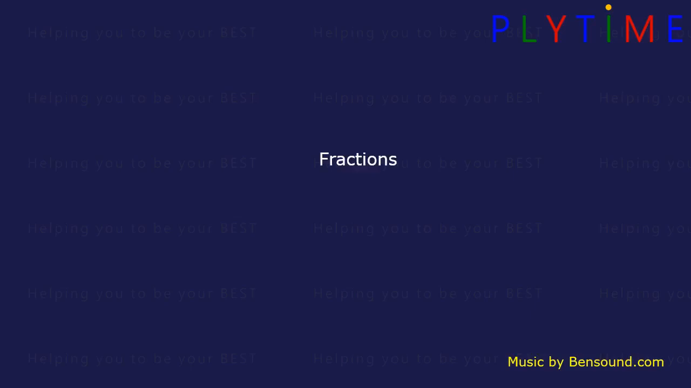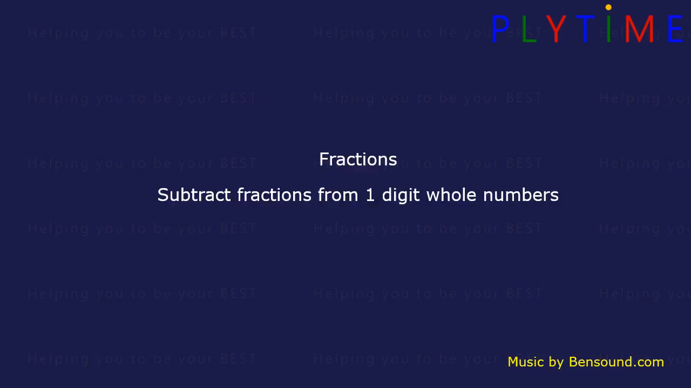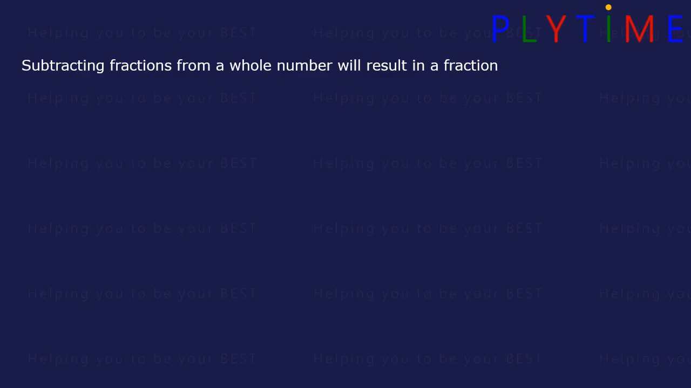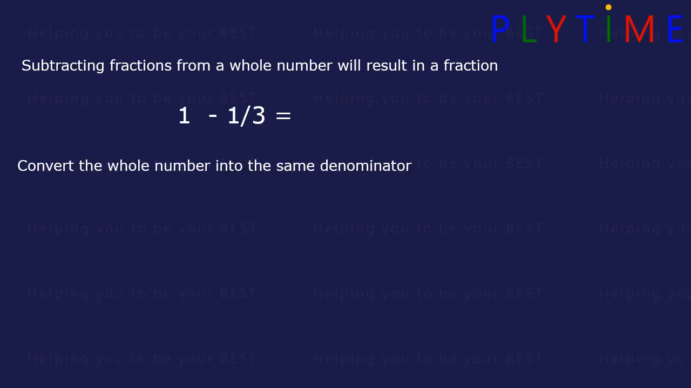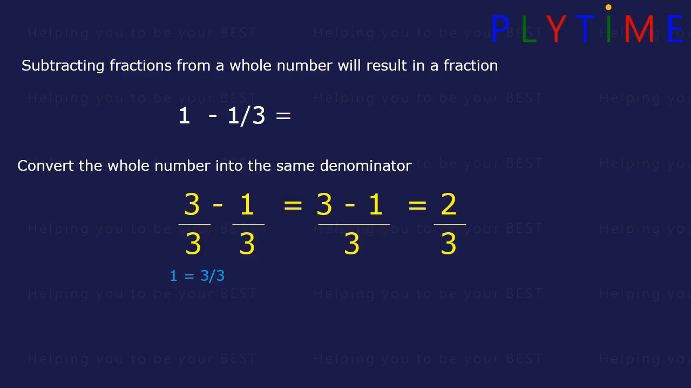Fractions. Subtract fractions from one-digit whole numbers. Subtracting fractions from a whole number will result in a fraction, 1 minus 1/3. We convert the whole number to the same denominator fraction. 1 is the same as 3/3. Then we can subtract. 3 minus 1 equals 2, 2/3. If we have one whole and we subtract 1/3, we're left with 2/3.